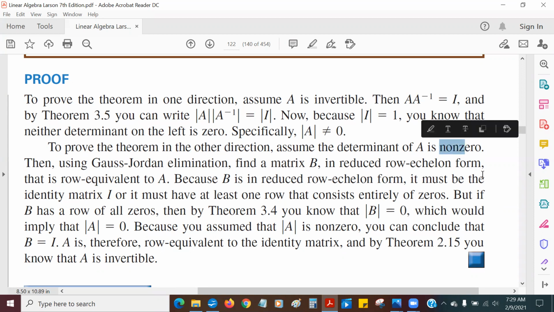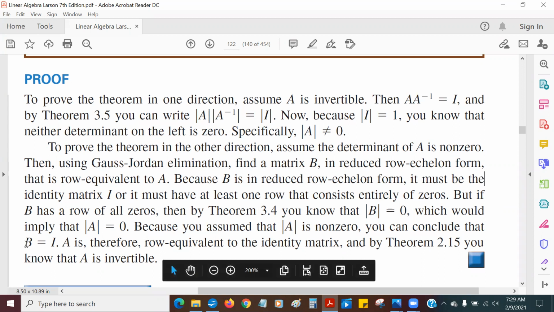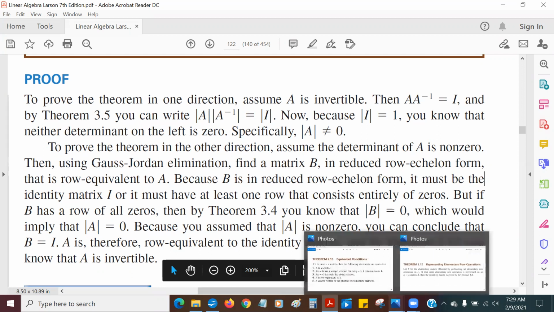The determinant of A is non-zero, so we can't have a determinant being 0. Therefore, the only possibility is that when we reduce to row echelon form and get that matrix B, it has to be the identity matrix. In other words, A is row equivalent to the identity matrix, and by theorem 2.15, you know that A is invertible. And what is theorem 2.15, you ask? That is this one right here.